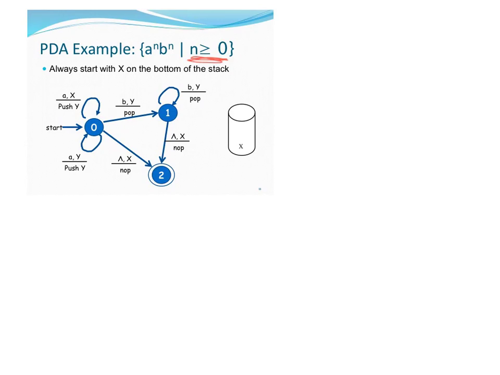So let's try the string A, A, B, B. Okay, that's in the language. We're going to start at state 0, and the stack is going to have an X. And then we process that first A, and we have an X on the stack. So we have two options. One option is we take this path down to state 2, because we have an X on the stack and a free jump. And the other option is this loop here. Those are the only two.